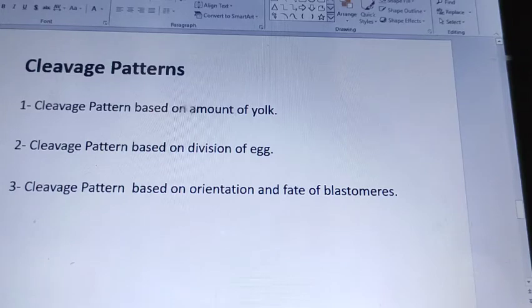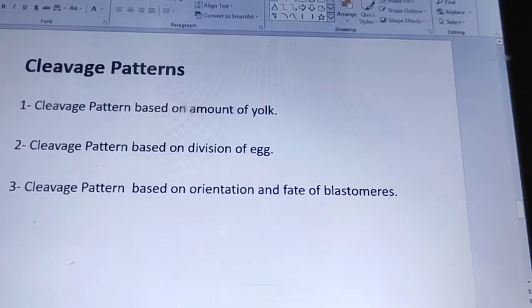Number one, as I told you, cleavage pattern based on amount of yolk. The yolk influences the cleavage patterns. Some eggs have evenly distributed yolk. Cleavage patterns in these cells produce blastomeres of uniform size. Some eggs have unevenly distributed yolk. Their cleavage patterns produce unequal blastomeres, and we know well that blastomeres are newly divided cells.